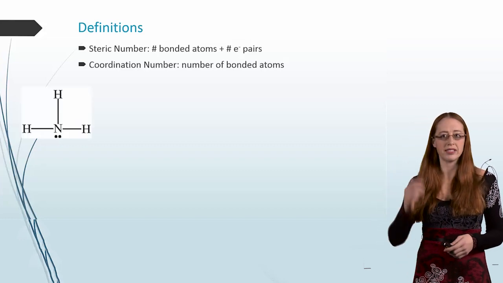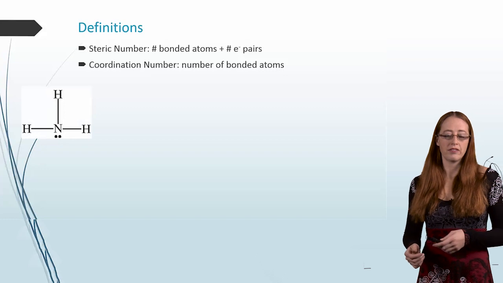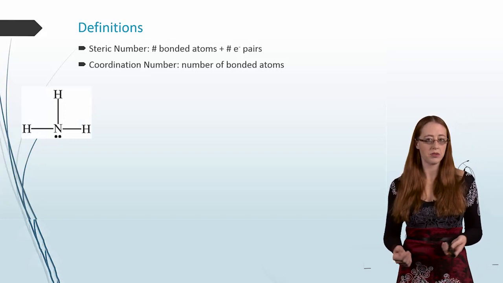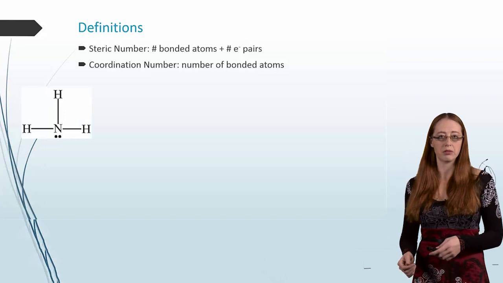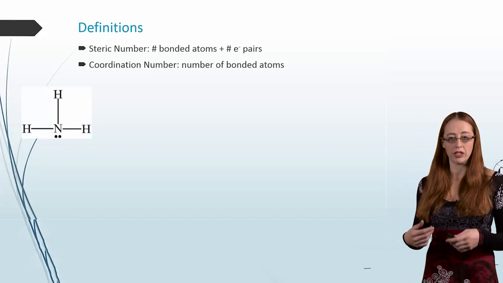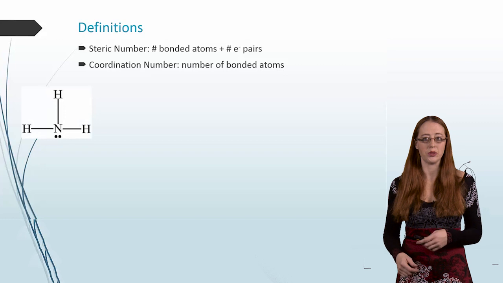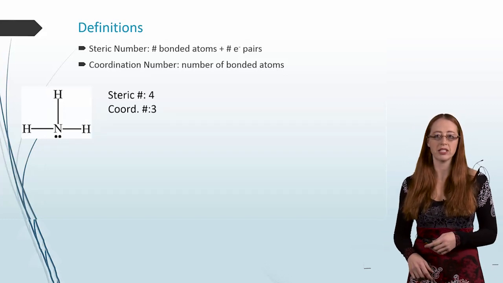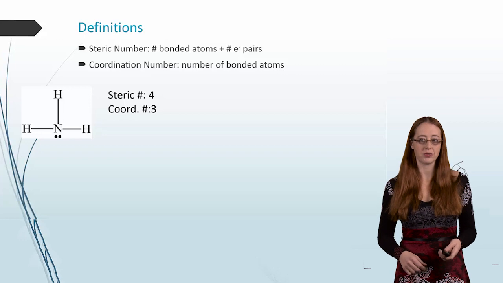So let's take a few examples. First off, NH3. We can count the number of bonded atoms, which is 3. We can count the number of lone pairs, which is 1. Remember, the lone pair counts as 1, not 2. It's a pair, not 2 electrons. So our steric number is 4, and our coordination number is 3.